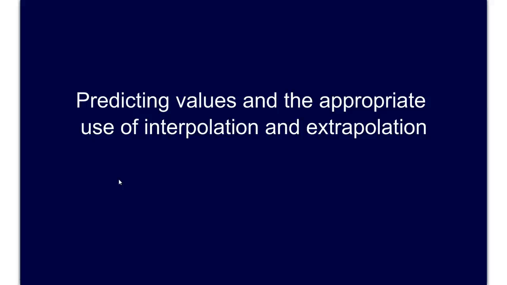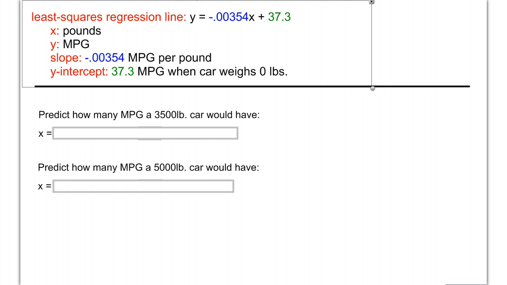Let's use interpolation and extrapolation to predict values using the linear regression line. Here we have an equation that we had earlier: y equals negative 0.00354x plus 37.3. We said the units on x was pounds because it was referring to the weight of a vehicle, and y was the miles per gallon of that vehicle.